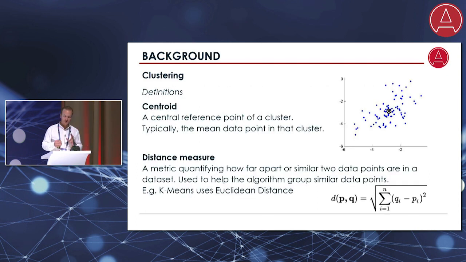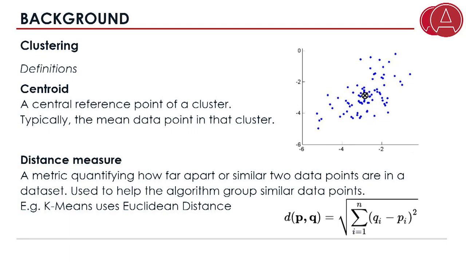Right. So just two definitions that I need to introduce. So the centroid. If you look at this diagram, if this represents a single cluster produced by a clustering algorithm, the center point is what we call the centroid. Now, this is just a central reference point, typically the mean or something like that.